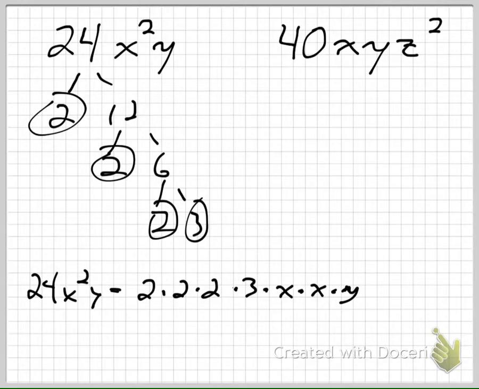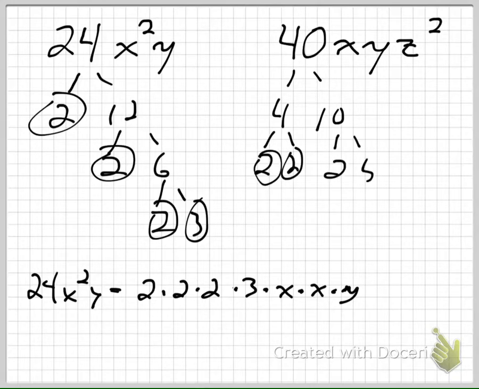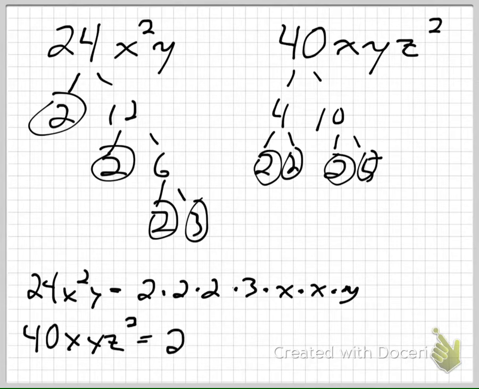Do you see what I did? I've just written them all out. I've broken it down as much as I can. For 40, I have 4 and 10, which is 2 and 2, and 2 and 5. Agreed? Yes. So then 40xyz squared equals 2 times 2 times 2 times 5 times x times y times z times z.